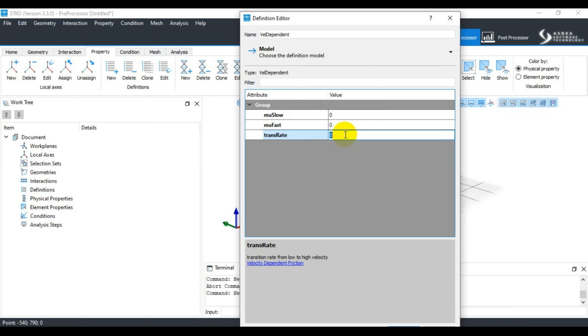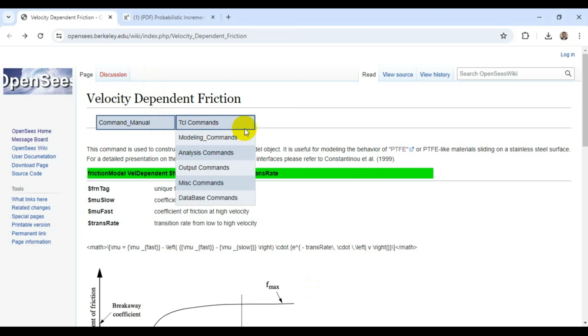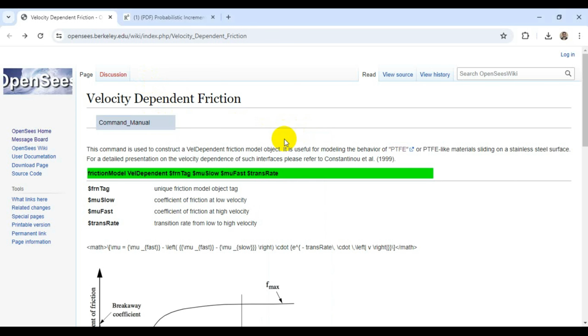Basically, if you go to the OpenSees documentation and study this model, this friction model states that this command is used to construct a velocity dependent friction model object, and it is useful for modeling the behavior of PTFE or PTFE-like material sliding on a steel surface.